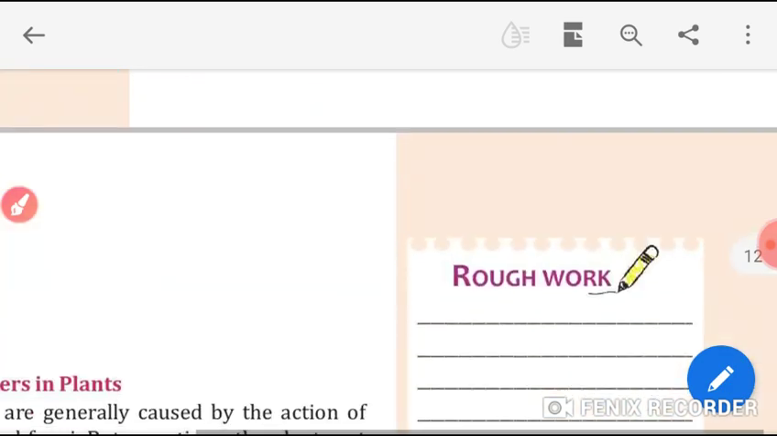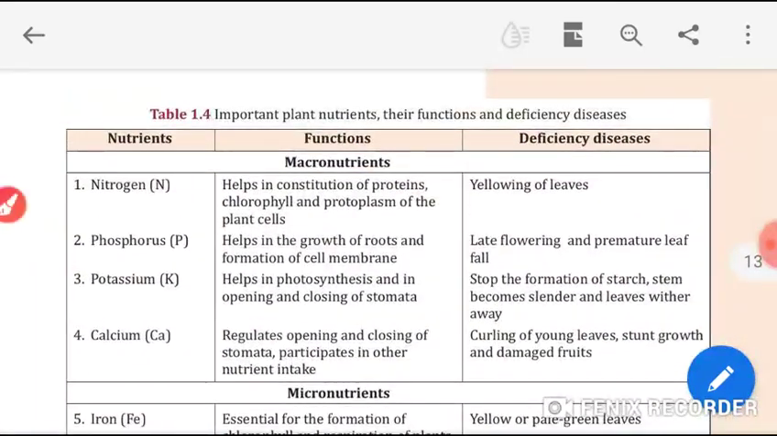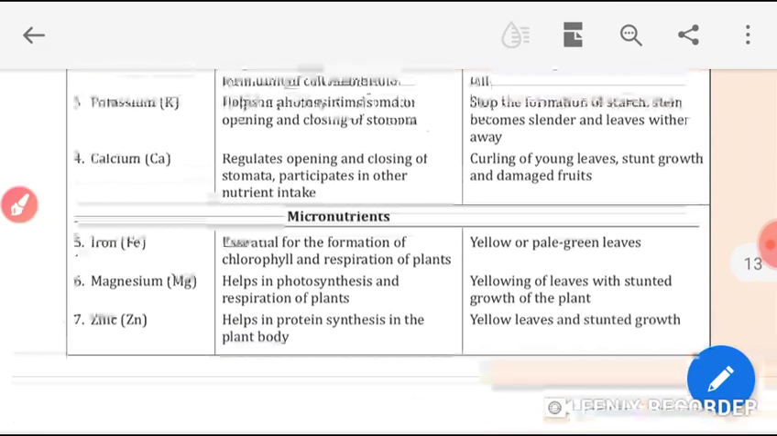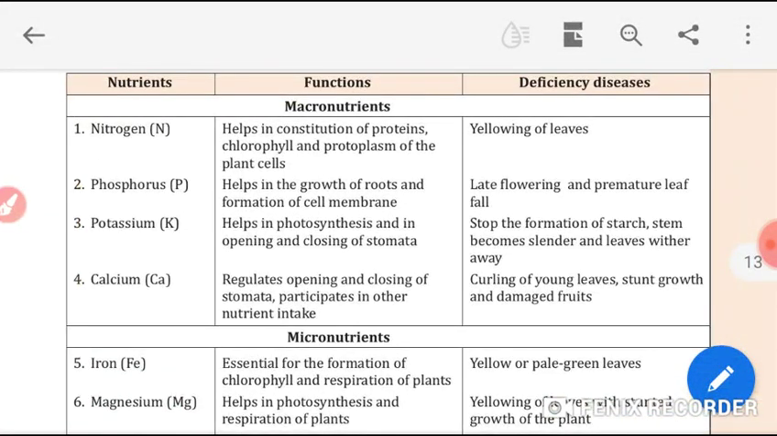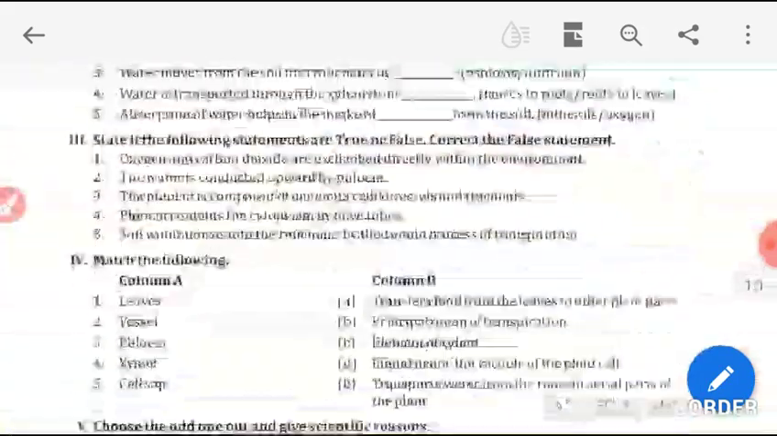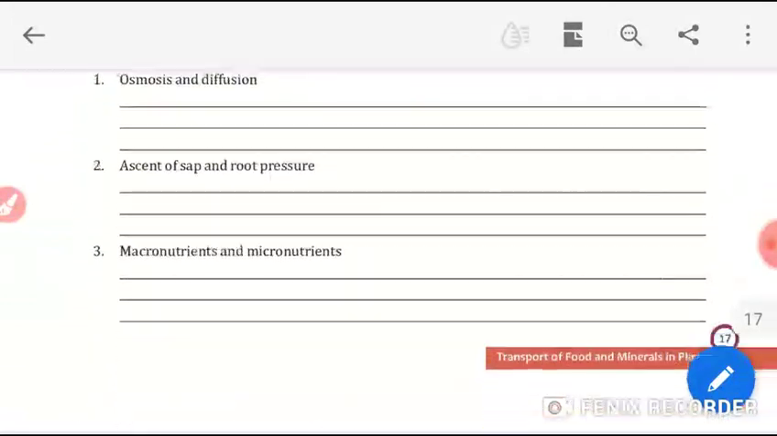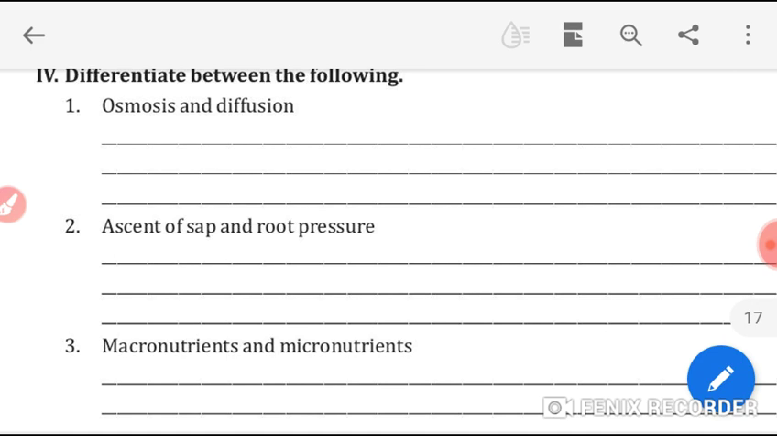Students, come to the next page. One table is given here. You have to make that table number 1.4. This full table you have to make in your copy on the lined page, students. Okay, so now we come to our question number 4th, differentiation. Some differences are there, you have to give them. Differentiate between the following. First, osmosis and diffusion.